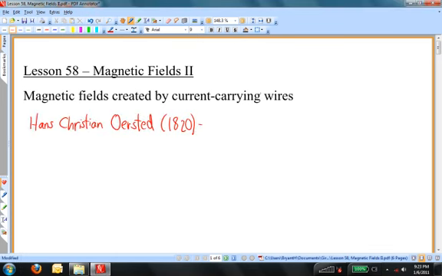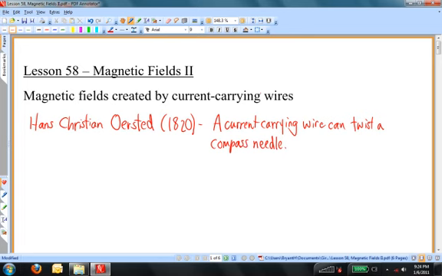Ørsted discovered that when he placed a compass needle in the vicinity of a current-carrying wire, and the wire and the compass needle were oriented in the right way, then the current-carrying wire could cause the compass needle to twist in a different direction than the direction of the Earth's magnetic field. In other words, moving electricity can cause magnetic effects, and that is a big deal.